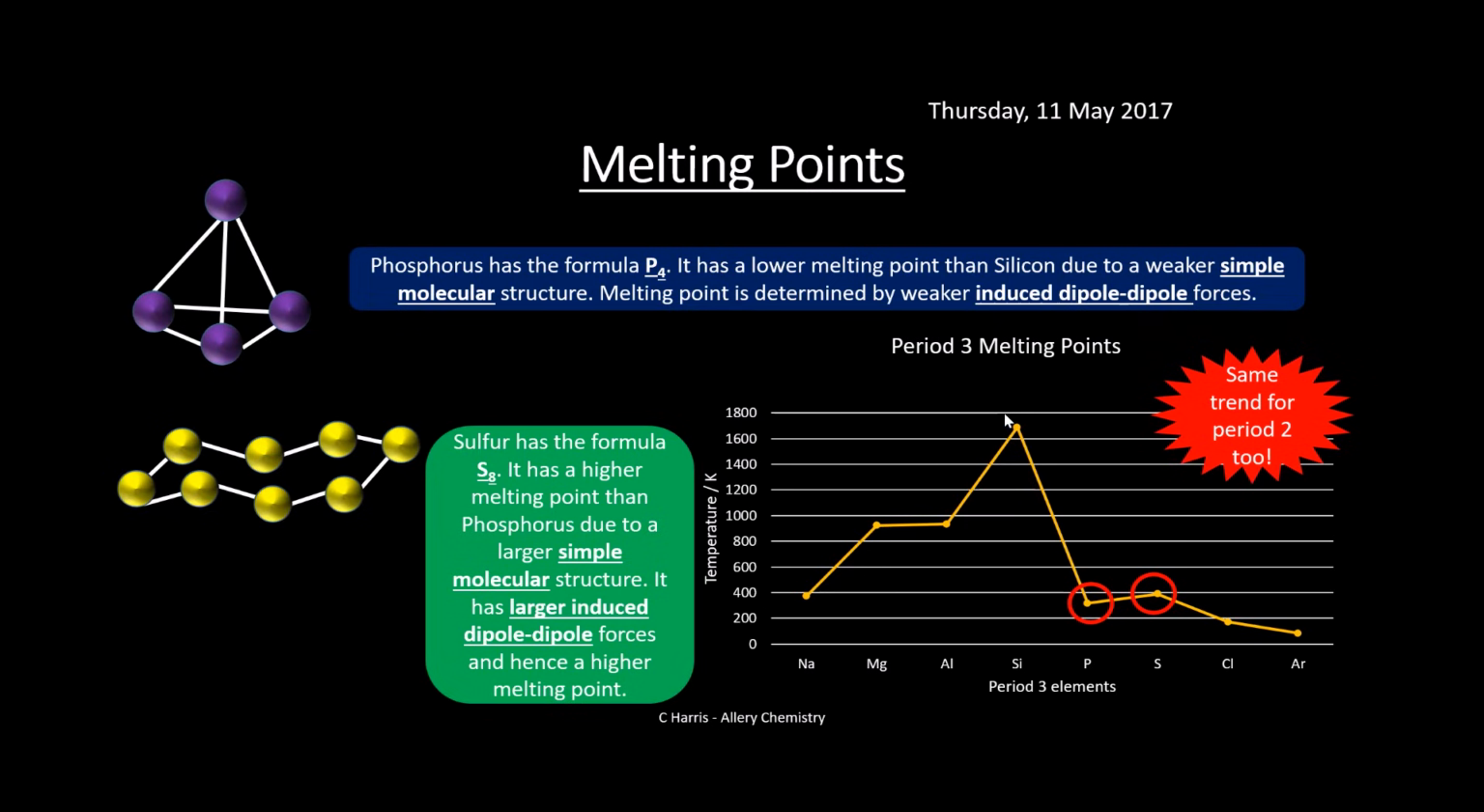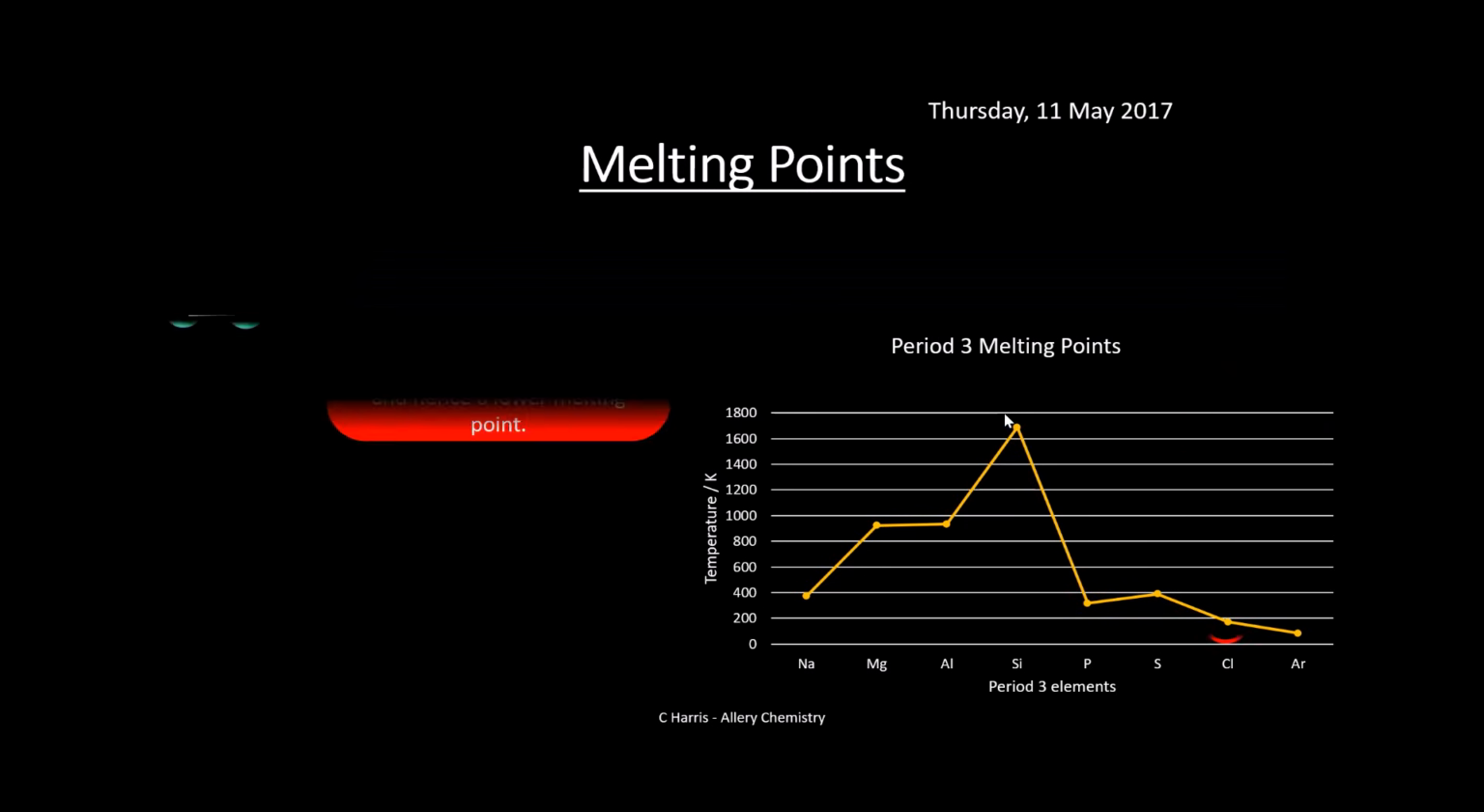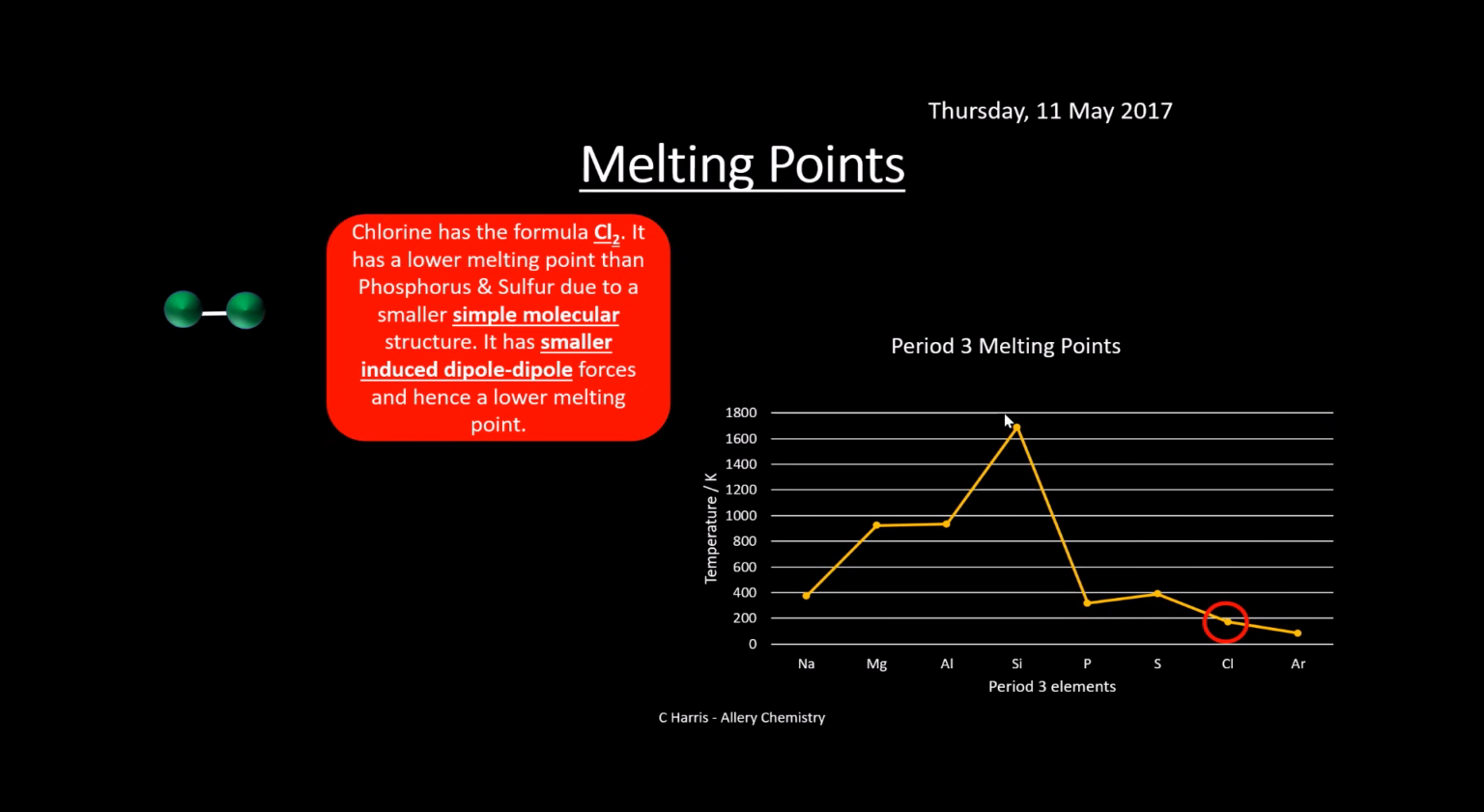Okay, same trend for period 2. I think you might be getting the idea here, so they could ask you on either of them. Okay, let's look at the last two. Chlorine has the formula Cl2, much lower than any of the others. It's a really small molecule. It's a simple molecule, just like the rest of them. Small induced dipole-dipole forces, lower melting point.